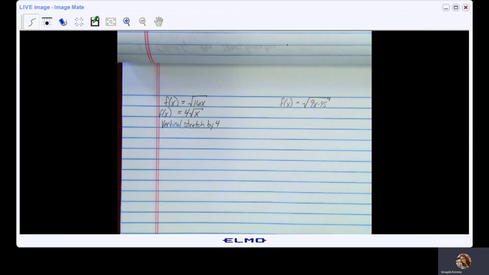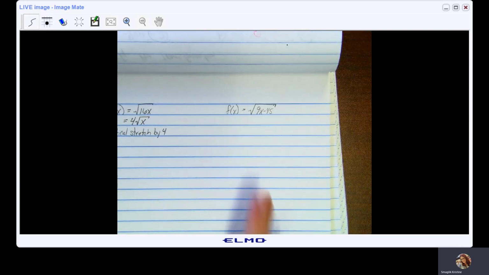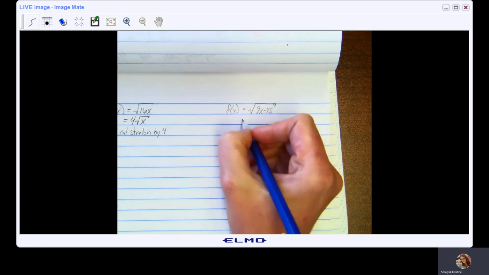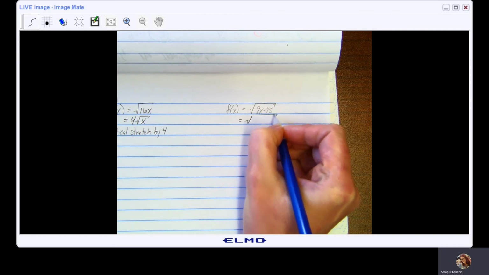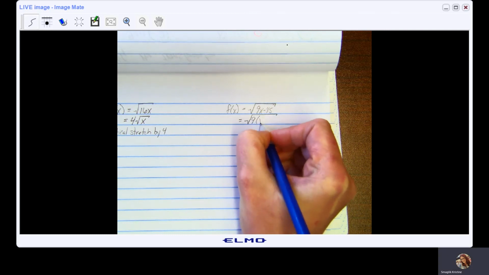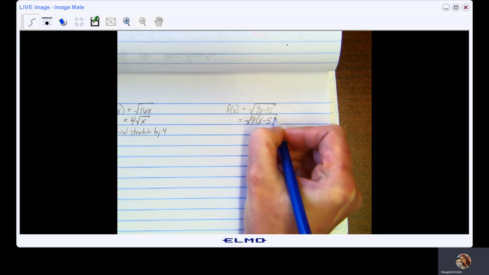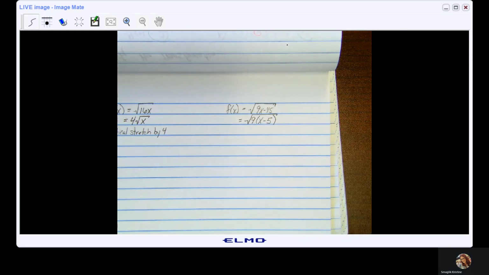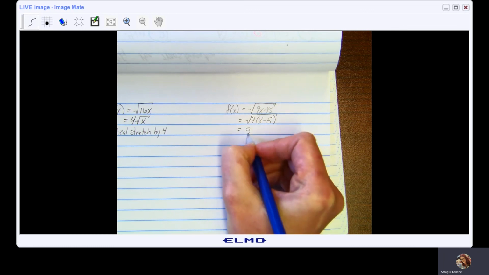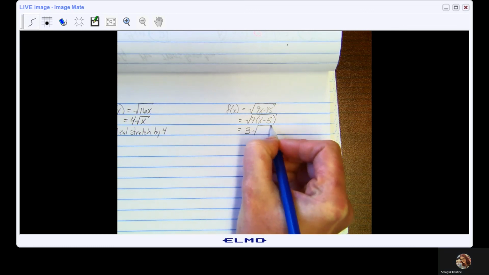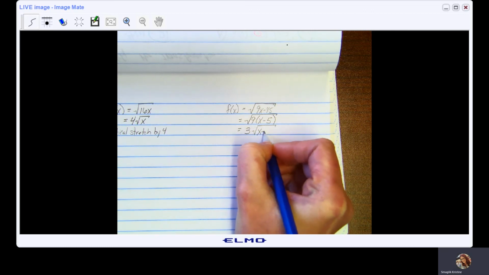Now on the second one, I've got a binomial under the radical, and I also see I have a GCF of 9. So let's factor out that 9. 9 times x minus 5. And now the square root of 9 is 3. And what stays underneath is the x minus 5.